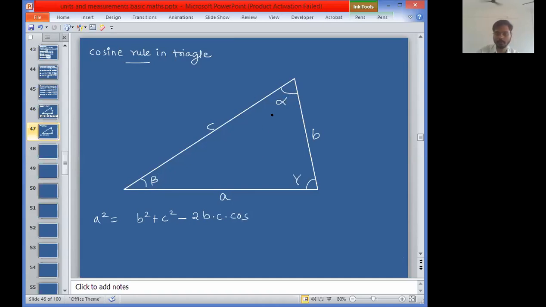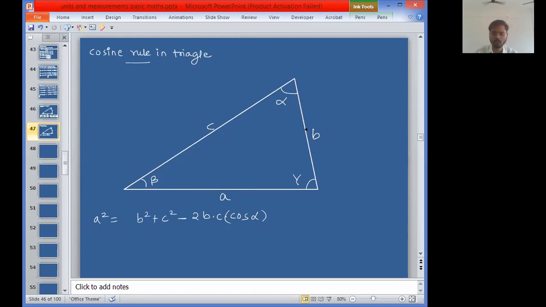What is cos of the angle between them? Cos of alpha. Because of this cos, this entire rule is called the cosine rule. So a square equals b square plus c square minus 2bc into cos of the angle between them, minus 2bc cos alpha. Okay. Just try to understand and try to write it.